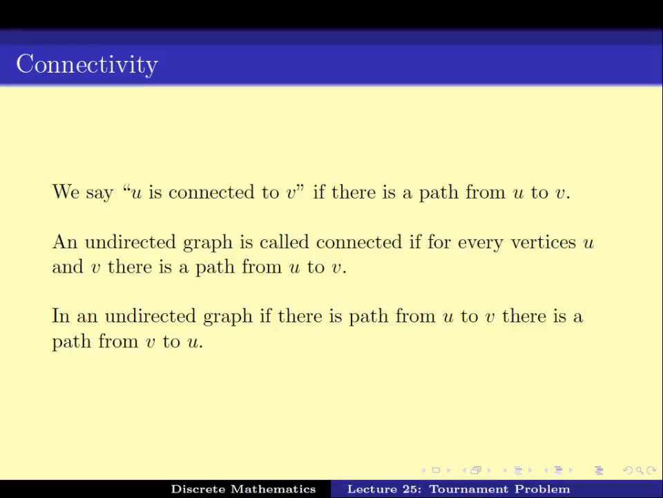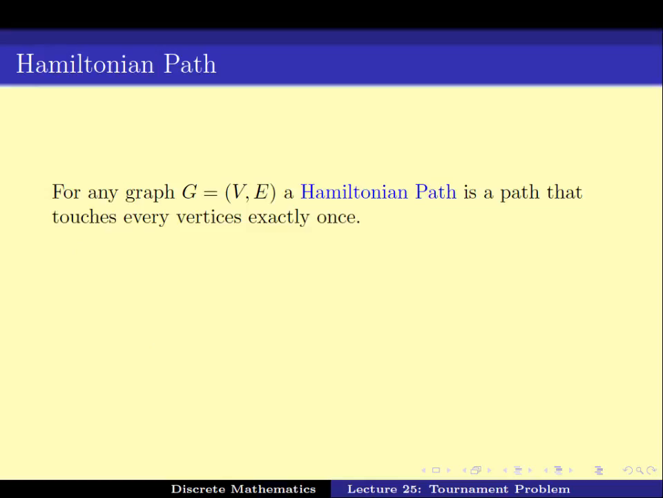An undirected graph is called connected if every pair of vertices in the graph is connected to each other by a path. There are different kinds of paths that we also study. One of them, which is important for us for this problem, is the Hamiltonian path. The Hamiltonian path is a path that touches every vertex exactly once.